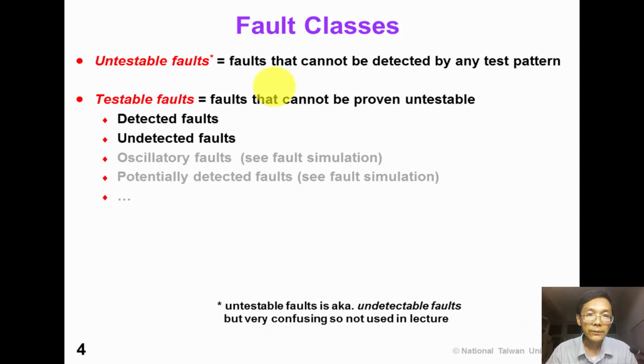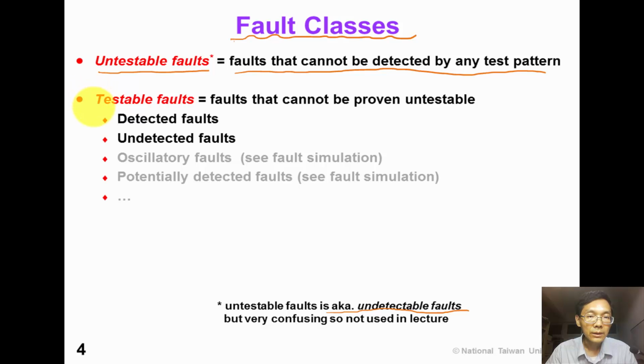We can classify the faults according to whether they are detected or not. In the first class, we have untestable faults. Those are the faults that cannot be detected by any test pattern. Untestable faults are also known as undetectable faults, but this name is very confusing, so we are not going to use it in our lecture.